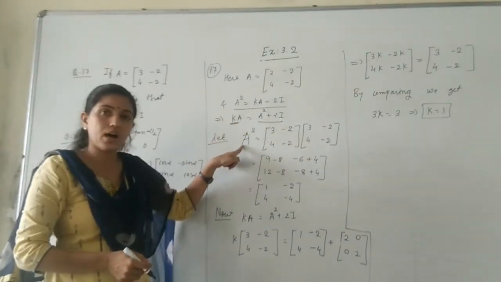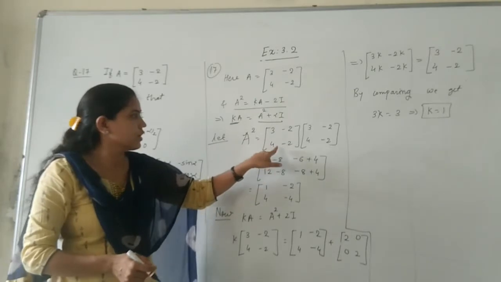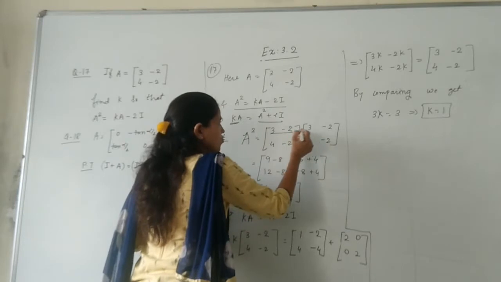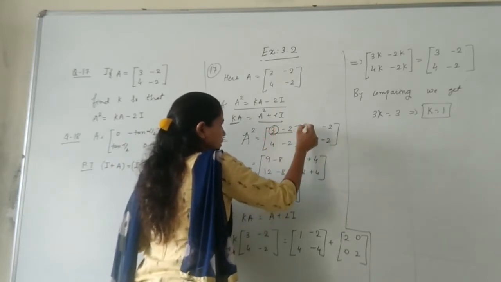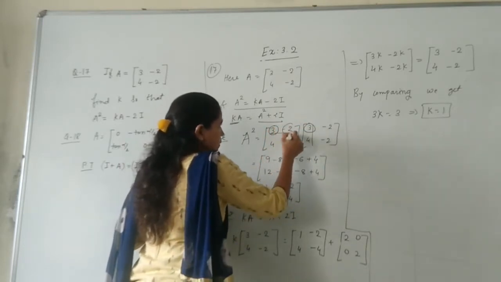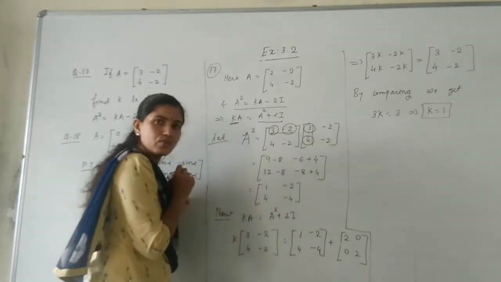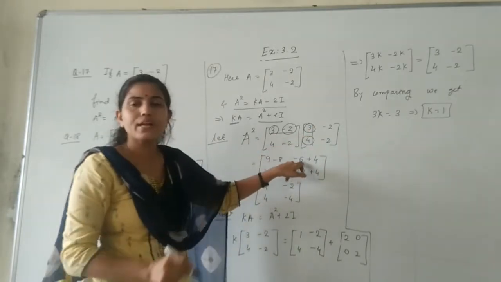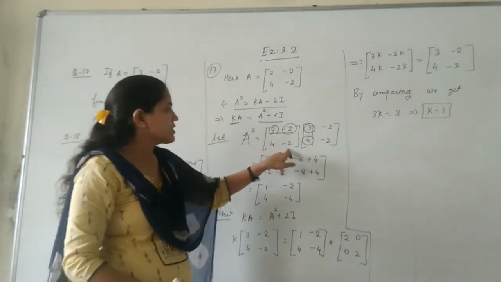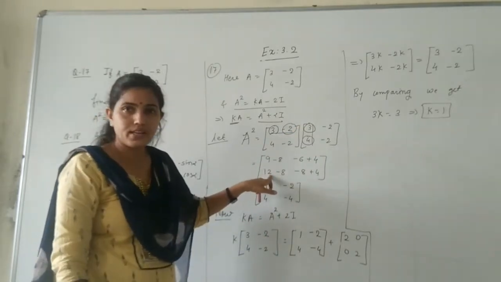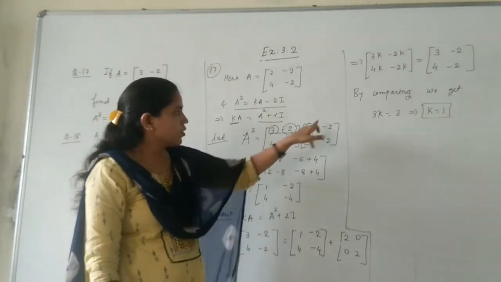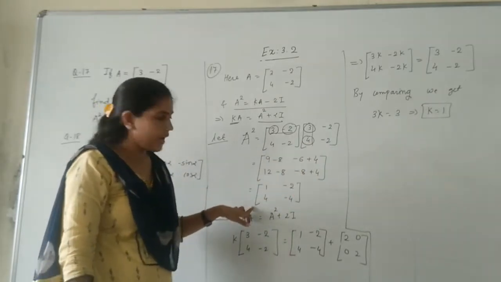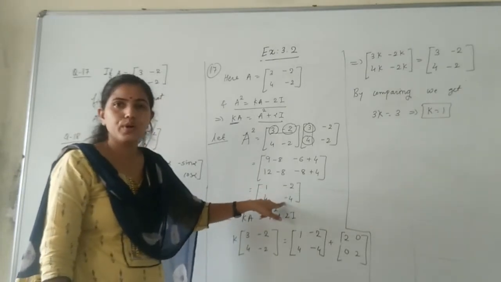Now we require A square. So finding A square. How to find A into A? Here A into A, then we apply the multiplication. How to multiply? First row and the first column. So we multiply 3 into 3, 3 threes are 9, minus 2 and 4, so minus 8. So 9 minus 8. Similarly, you can multiply first row with the second column. You will get minus 6 plus 4. Then second row in the first column, so you get minus 12 minus 8. Second row in the second column, you get minus 8 plus 4. So you are getting the multiplication as [1, 4; -2, -2].